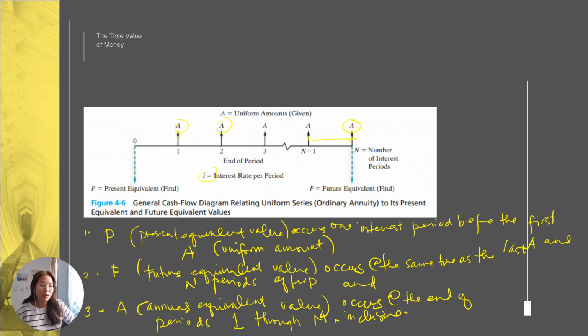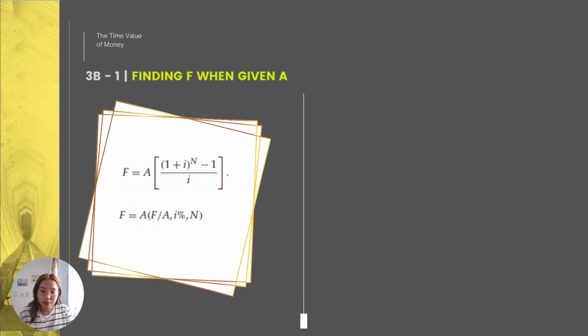Okay, so the timing relationship for P, A, and F can be observed in our figure on the screen. And there are 4 formulas that we will be discussing today relating A to F and P that are already developed. Okay, so this is the first formula that we are going to cover for the annuity topic, or uniform series. So, finding F when given A.